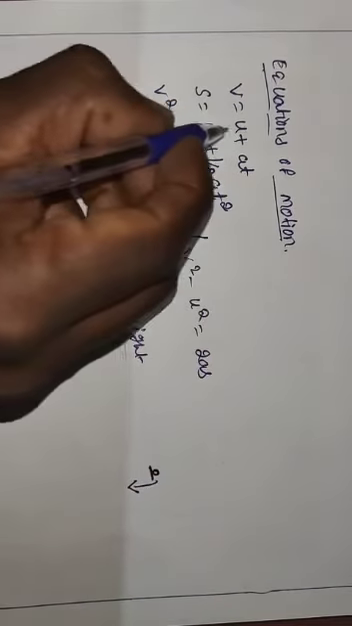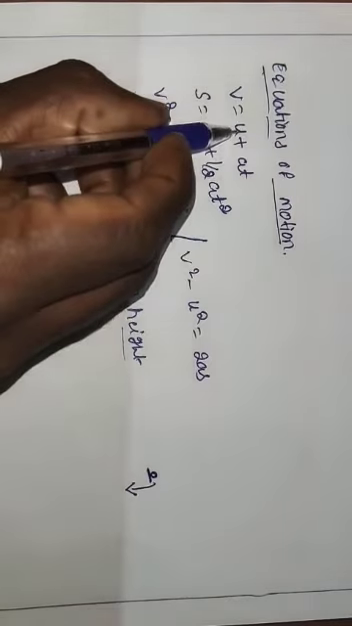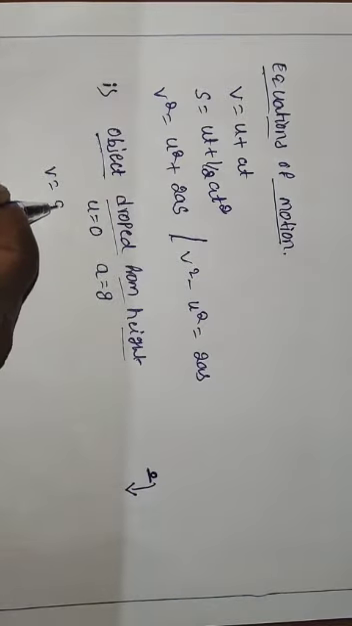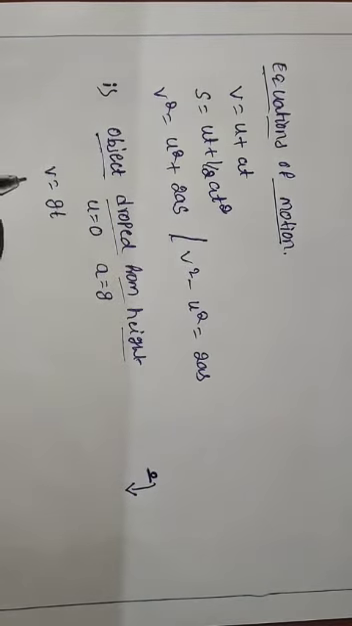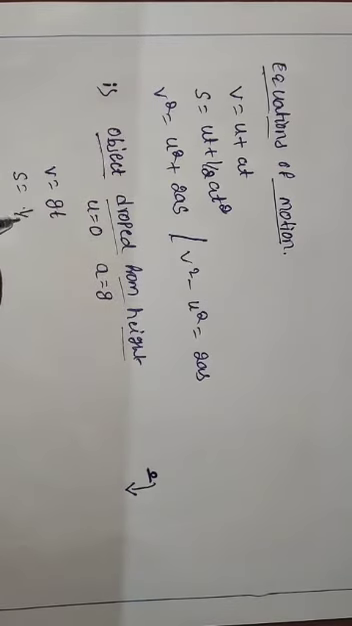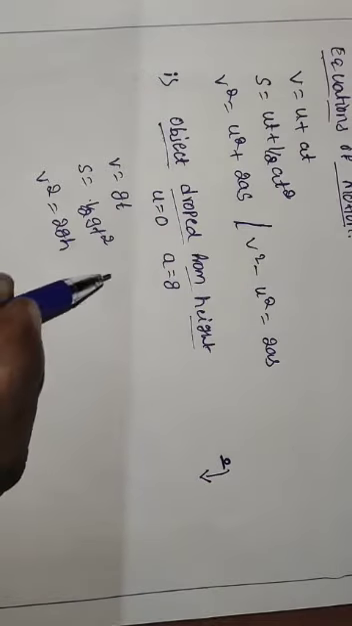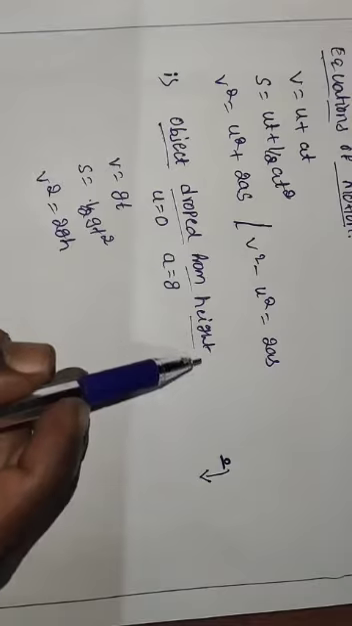Then the equations of motion: v is equal to u, and the initial velocity is 0, so v is equal to gt. Then s is equal to u, which is 0, plus half gt square, so s is equal to half gt square. And then v square is equal to 2gh. These are the equations when the object is dropped from height.